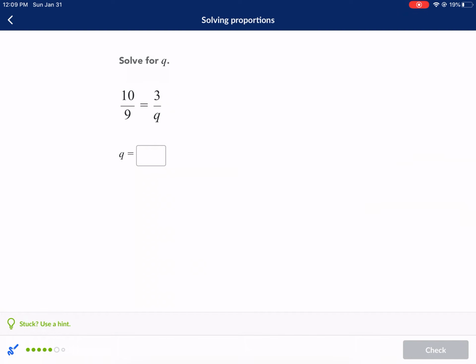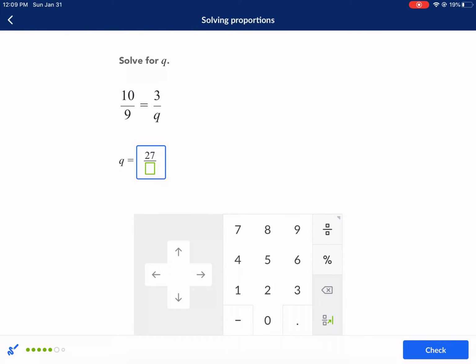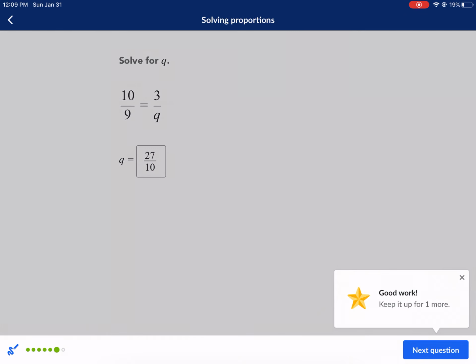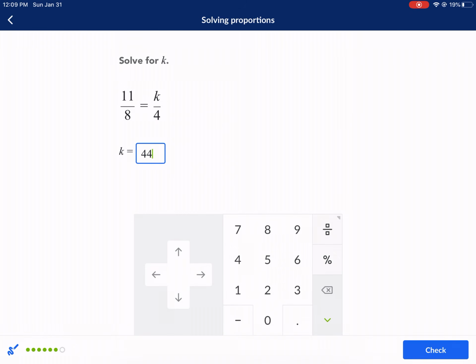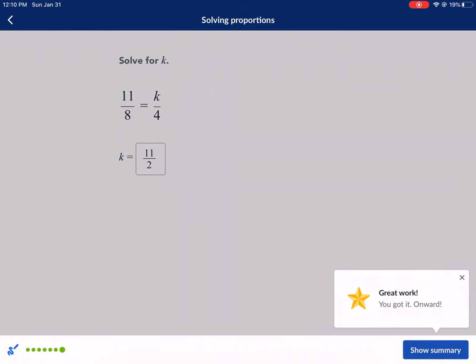We get 27 over 10 for this guy because we do 10 times q. We're going to have to divide by that 10 to get the q by itself. What do you know? We got it. And then we have 8k equals 44. So then we're going to have 44 over 8, but we can reduce it, people, by 2. So we're going to do 22 over, actually we divide by 4, can't we? Get 11 over 2. Check that out, and we're done.